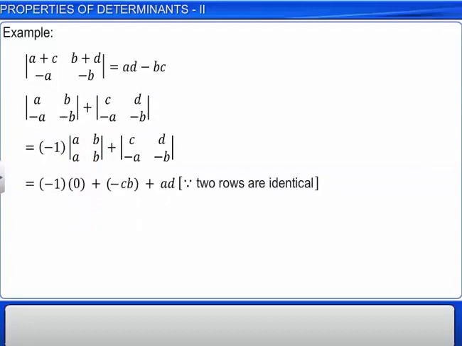So its value is 0, and the value of the second determinant is equal to AD minus CB. Hence, the value of the determinant is equal to AD minus BC. This shows that the value of the determinant is the same as the value of the determinant when it is expressed as the sum of the two determinants.